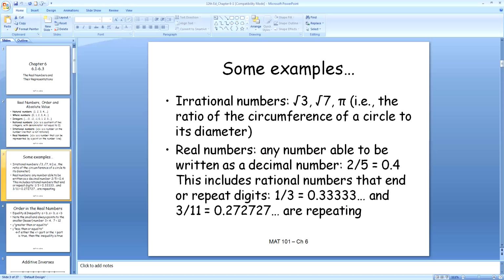And real numbers are numbers able to be written as a decimal. So the real numbers also include rational numbers that end or repeat digits. So they have terminal digits, like in the example of 1 over 3, that's 0.33333, and so on. And 3 over 11 is repeating decimals, where you have the same combination of numbers that repeat.